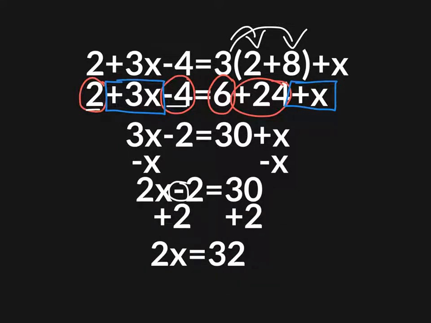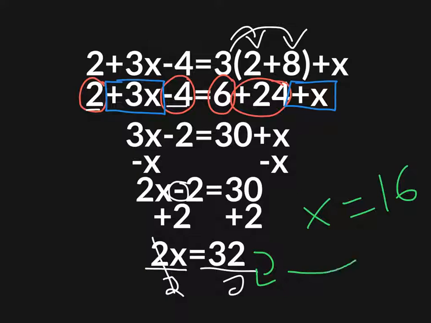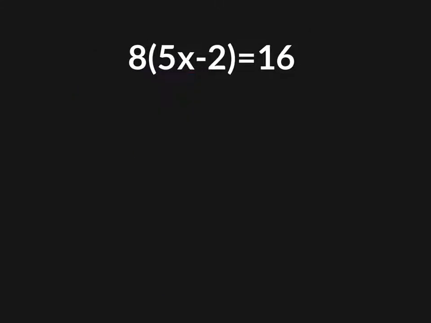The next step is to isolate the variable. So to get the x alone, you divide by 2. Cross cancels, and that would get you x equals 16 because 32 divided by 2 is 16.